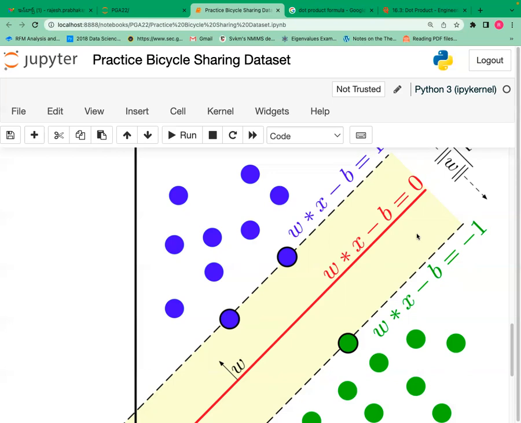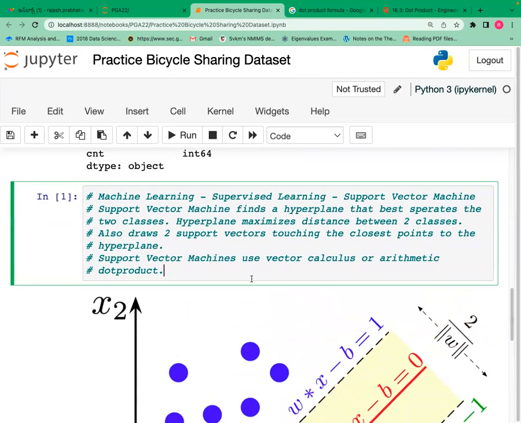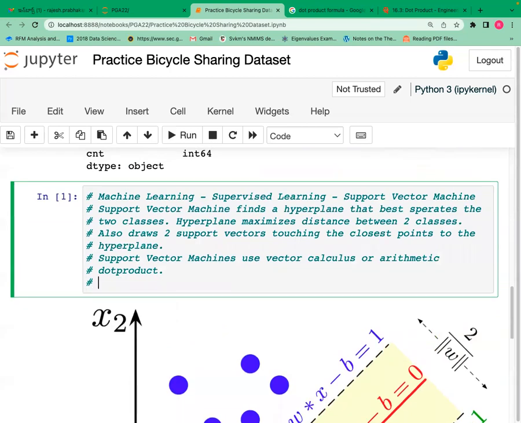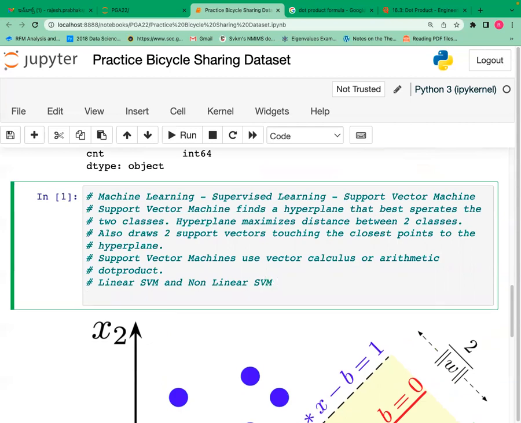Now, there are two types of support vector machines that we generally use: linear SVM and non-linear SVM. For linear data, we have linear SVM. For non-linear data, we have non-linear SVM.